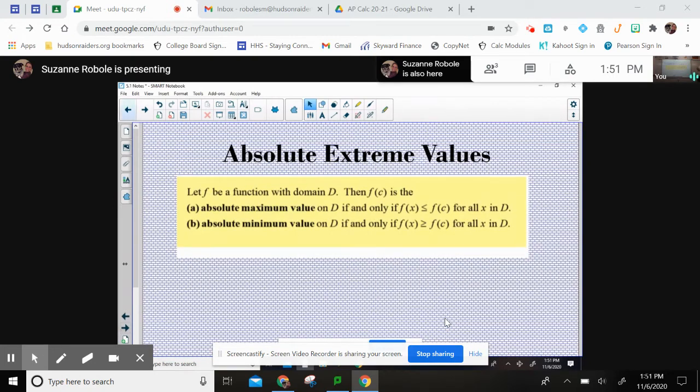Absolute extreme values. Let f be a function with domain D, then f of c, so that's a y value, is the absolute maximum if and only if f of c is the largest number in that domain. And then, of course, it's an absolute minimum when it's the smallest value in the domain. That's what that notation means. So if you need this, pause it, write it down.